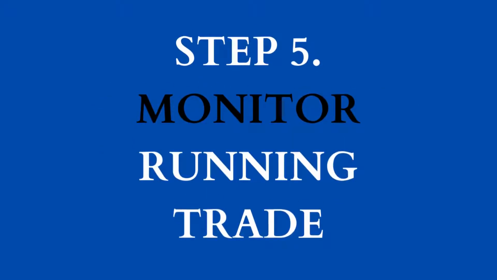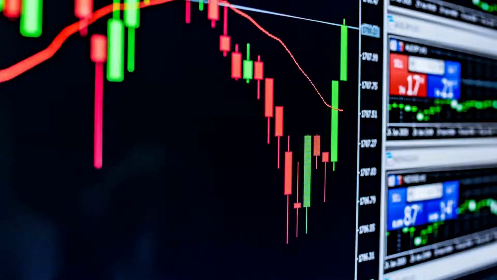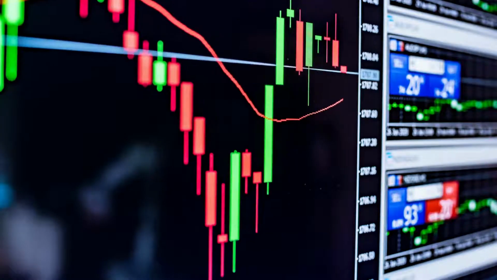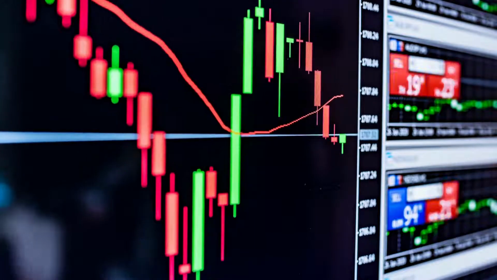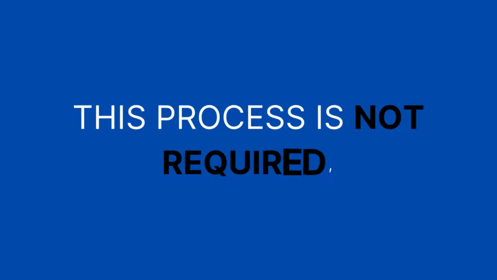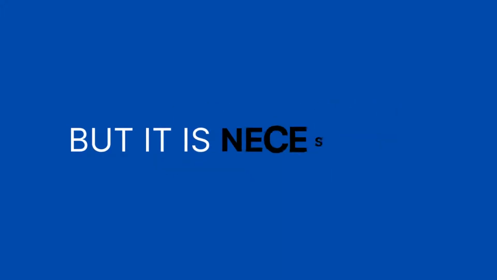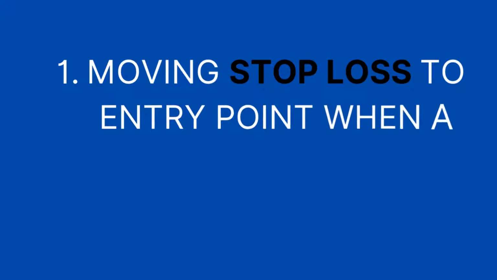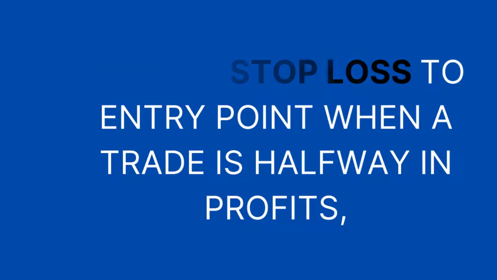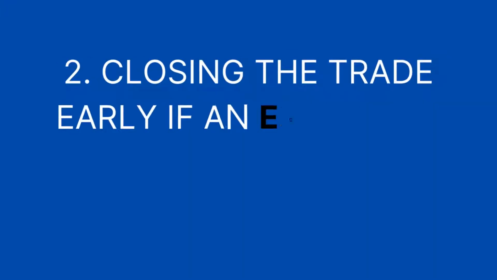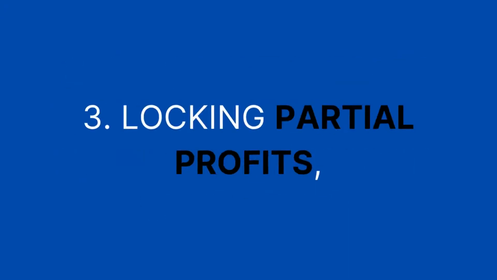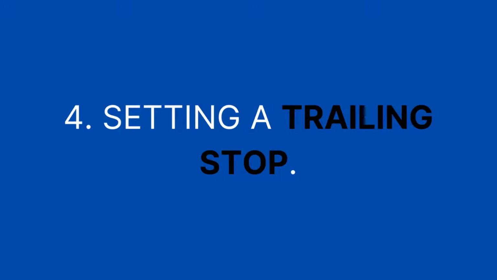Step 5. Monitor running trade. Managing running trades is one of the best ways to help you limit the number of losses your trading account can incur in Forex. This process is not required, but it is necessary. You can manage running trades by moving stop loss to entry point when a trade is halfway in profits, closing the trade early if an economic event has messed up your setup, locking partial profits, or setting a trailing stop.